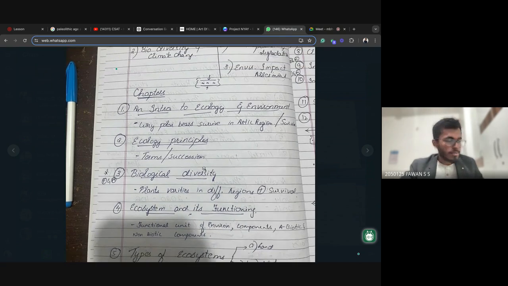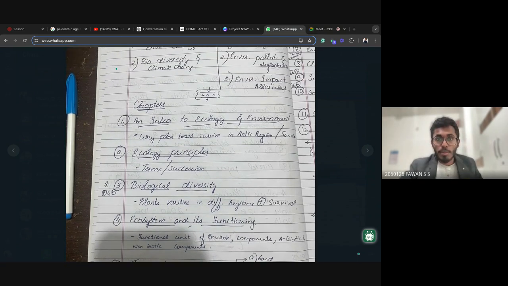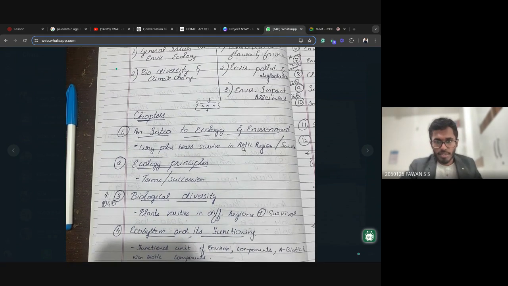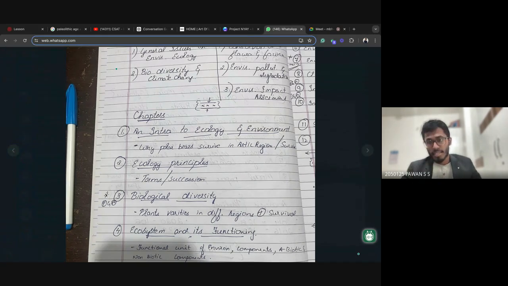Now, the chapters we'll be covering. The first one is an introduction to ecology and environment. We'll be learning about, for example, the survival rate of different animals. In chapter one, we'll be discussing Arctic region animals and learning about desert animals. So everything will be covered.